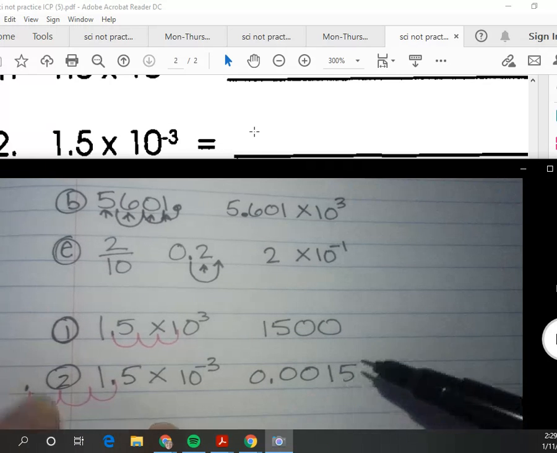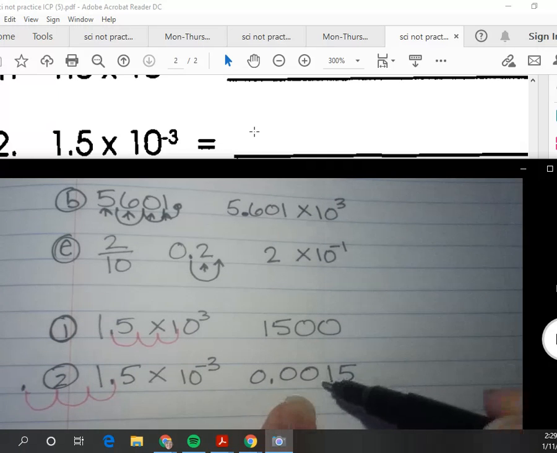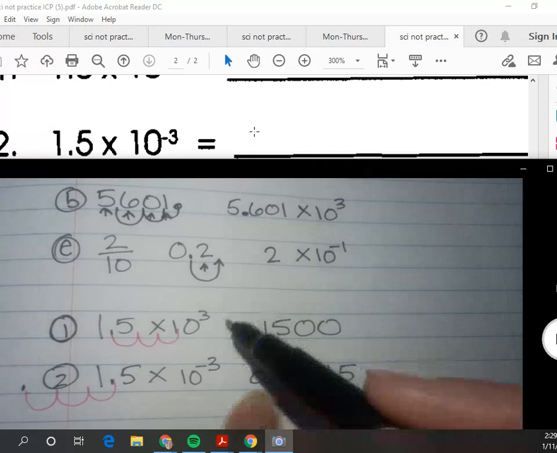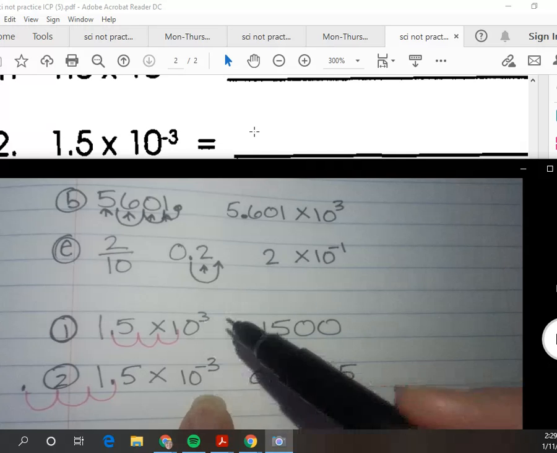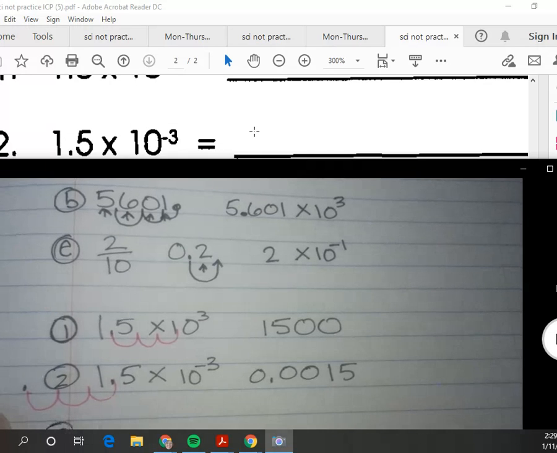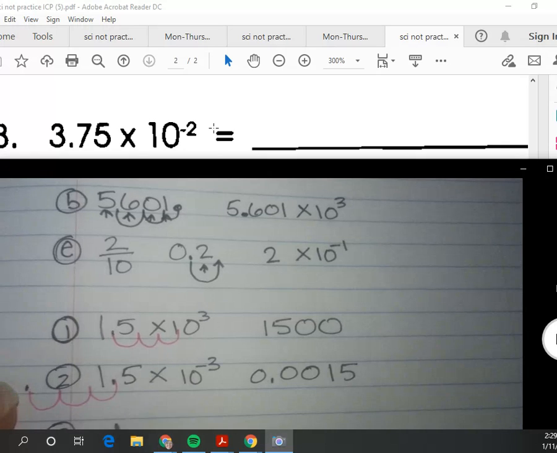Always take it back to money. If I owe you $1,500 and I give you less than a penny, because a penny would be right there, you're not going to be satisfied, are you? No. So this negative versus positive exponents is really important to pay attention to. All right, let's do one more example, and then I'll let you do some on your own. Okay.